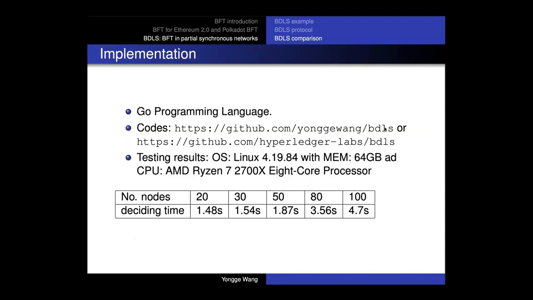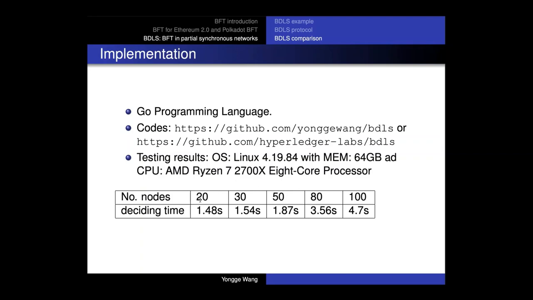So we have implemented this using the Go programming language. And the code will be available from my GitHub or from the Hyperledger lab, BDLS lab's GitHub, okay? So we have implemented different attack scenarios, message reordering, all different kinds of attack scenarios, and also delayed messages. Some are not malicious attacks, all these kinds of things. And in our simulation we ran this on Linux machines with 64 gigabytes of RAM, with an 8-core configuration.